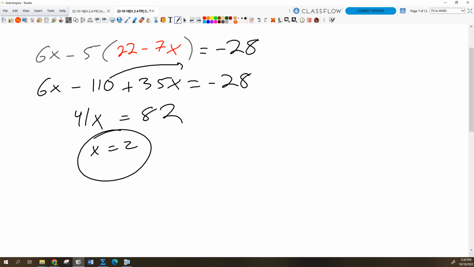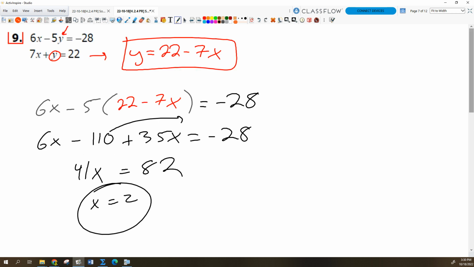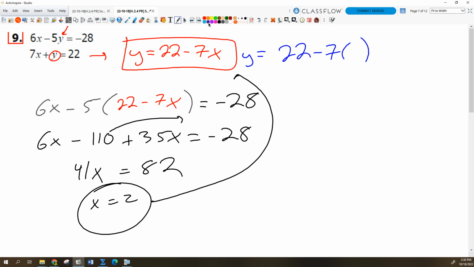Am I done? Where do I go? To where? The boxed equation. There you go, right? Look, it's already served up to me. It's already solved for y. So that's going to give me y equals 22 minus 7 times 2. 22 minus 14 is 8, right? So I got my ordered pair. X equals 2, y equals 8.